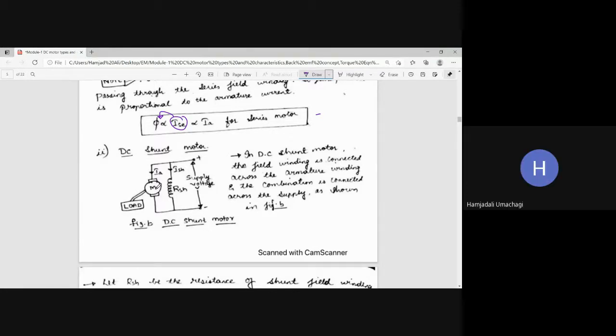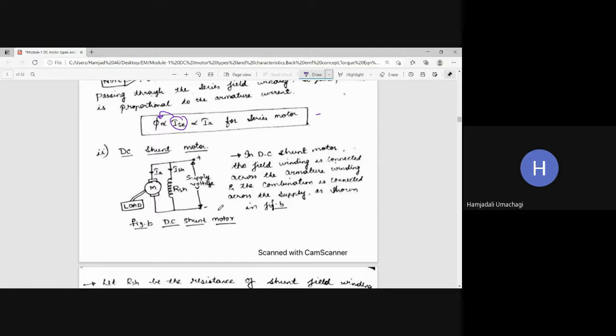Armature winding. Very good. Now let us see the explanation for the DC shunt motor. In the DC shunt motor, the field winding RSH is connected across the armature winding. Across means parallel. This is the armature winding and this is the field winding. Both are connected in parallel, and the combination is connected across the supply. Both these windings are energized with the DC supply, plus minus.